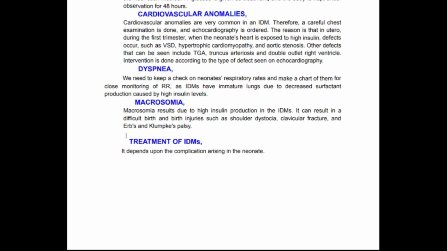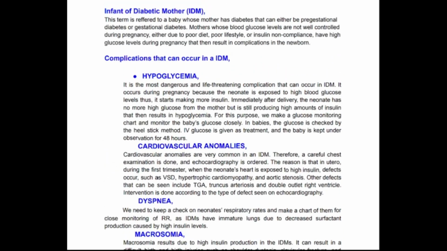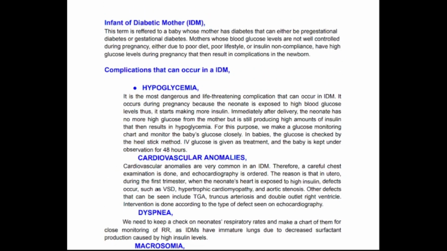Now come to the treatment of IDM. The treatment depends upon the complication that is arising in the neonate. It was a very important topic, and the most clinically important one is hypoglycemia. You must know that the child can go into hypoglycemia, and you will monitor their glucose at regular intervals. And from the exam point of view, the birth defects that are important are VSD, hypertrophic cardiomyopathy, and aortic stenosis.